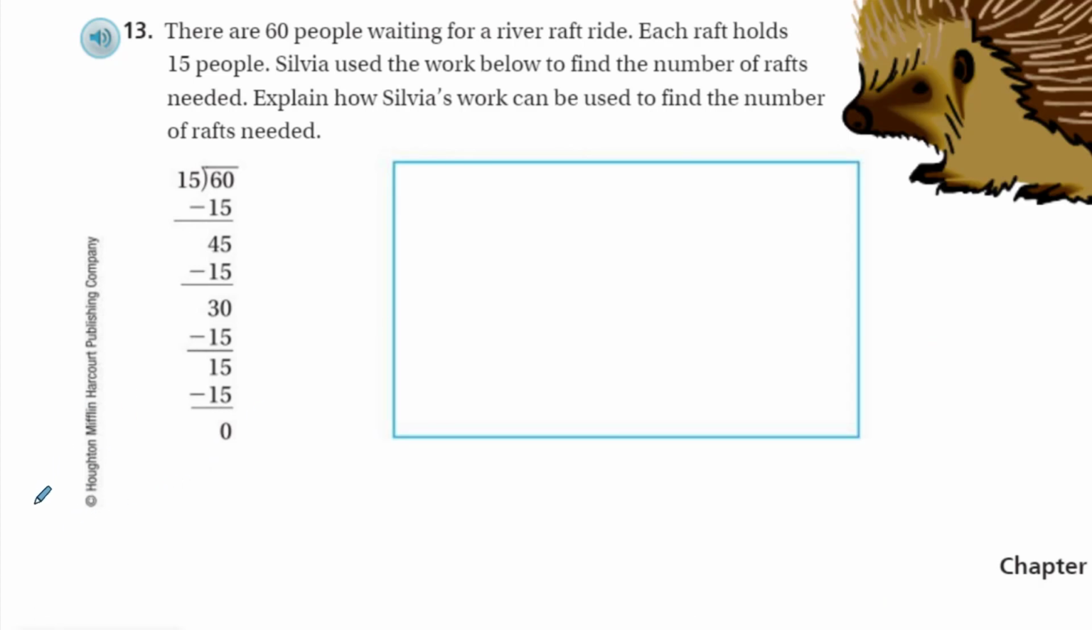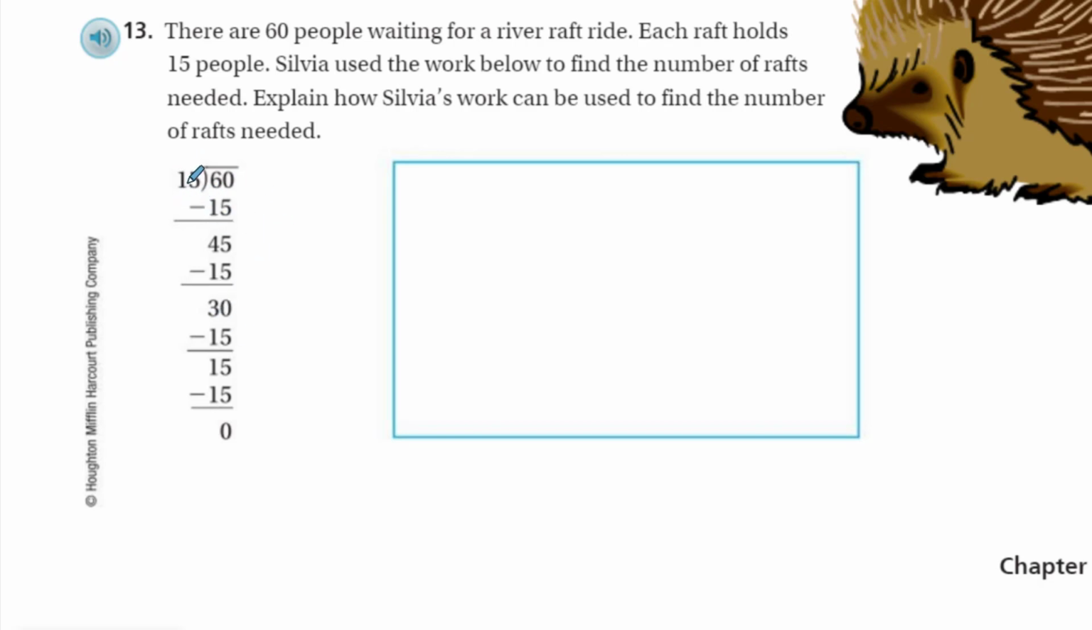It says here there are 60 people waiting for a river raft ride. Each raft holds 15 people. Sylvia used the work below to find the number of rafts needed. Explain how Sylvia's work can be used to find the number of rafts needed. Well, here's her work. Okay, she had 60. She's dividing it by 15 people. That's how many people can fit in each raft.